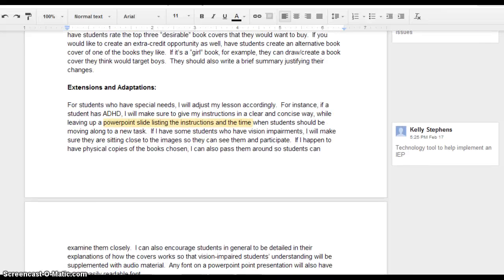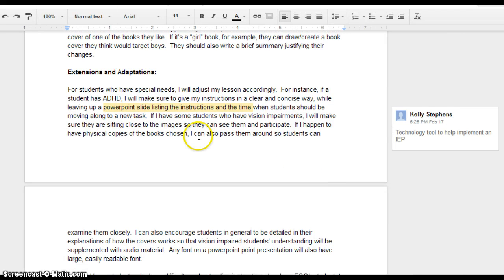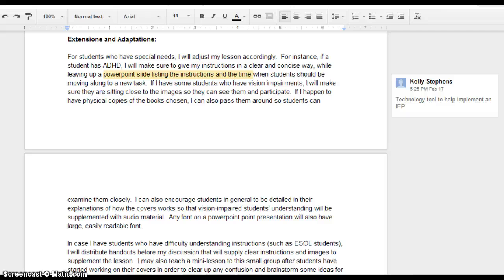For extensions and adaptations, for instance, if you have a student who has ADHD, just make sure you use really clear instruction and be very concise in what you're saying. A good way to use technology would be to leave a PowerPoint slide up after you've had your discussion and they're supposed to start working. Just have it list the instructions and the time they need to be done with certain tasks, just to keep them on task. Another thing is if you have students with visual impairments, a good thing to do would be to have physical copies of the book that you can pass around class so they can hold it in their hands and have it up close.